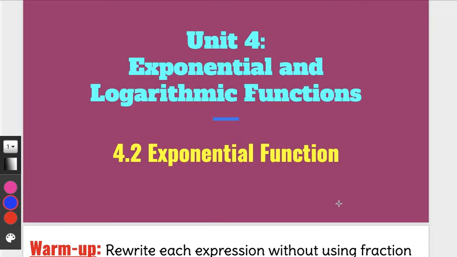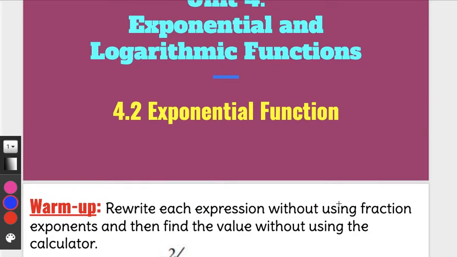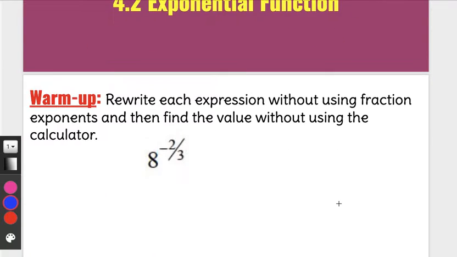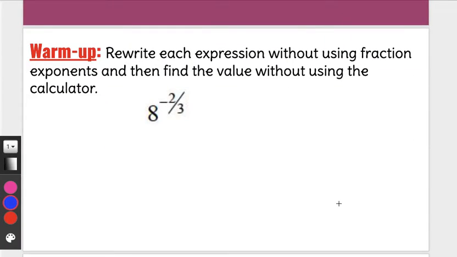I hope this lesson will refresh your memory and help you recall something regarding this function. So before we start the lesson, let's do a quick warm-up to review the lesson we introduced yesterday, rational exponents. This question asks us to rewrite this expression without using fractional exponents, and then we are going to find the value.